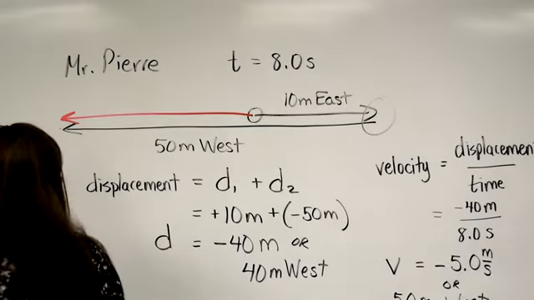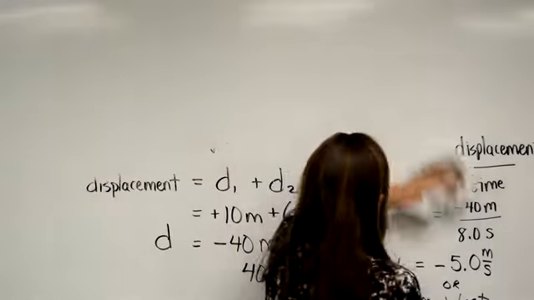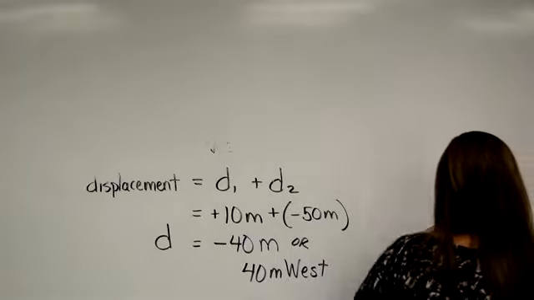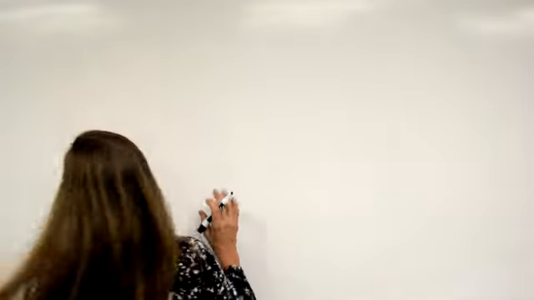Okay, let's try another one. All right, we've got a horse. The horse gallops 30 meters north, and then he turns around. He forgot that there was some really nice grass he wanted to chew on. And he galloped 30 meters south.